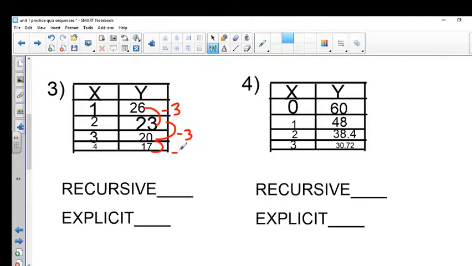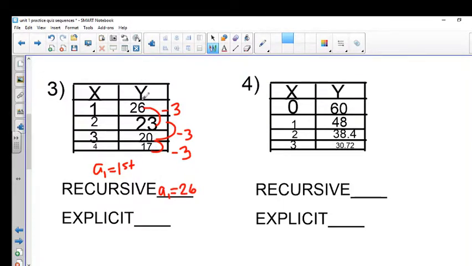Yes, we get negative 3. Perfect. That's what we needed. Okay? So if we come over here, we have to write our recursive formula. We first have to find our A1, which is our first term. What did we start with? You see here, we started with 26. That was our first term. So A1 equals 26. Everybody see how we got that?